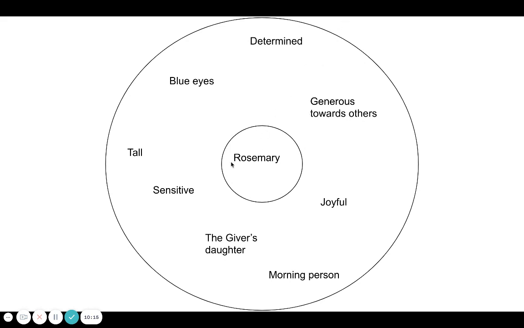You are going to put the name of your protagonist in the smaller circle. You're going to describe your protagonist in the outside circle.